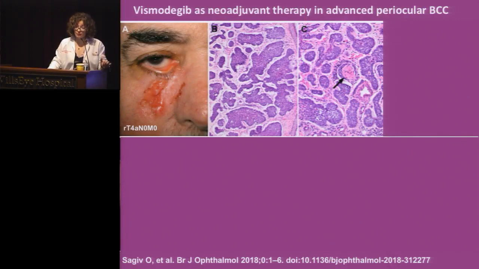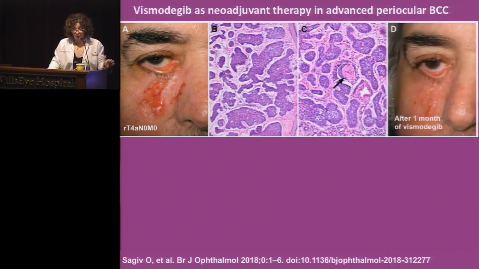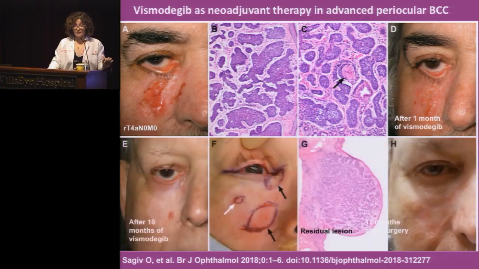as a neoadjuvant modality. So you have patients with advanced basal cell carcinoma where resection would have ended up in exenteration. They gave this patient vismodegib as a neoadjuvant agent, resected residual basal cell carcinoma, and the patient is doing well now a year after this therapy.